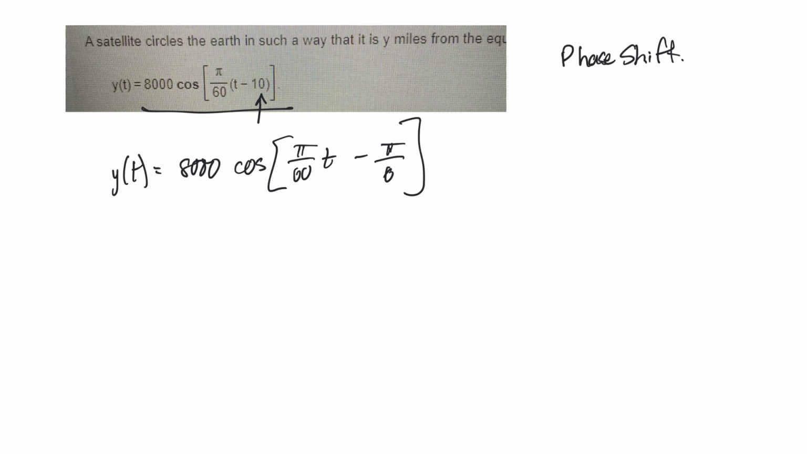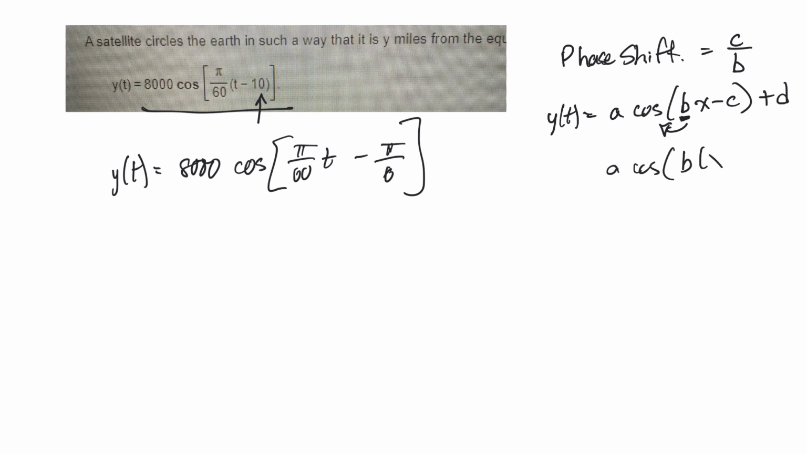So if the equation, and let me write the phase shift part. The phase shift formula I know is C over B, right? But it's C over B if the equation is written like this: y of t is equal to, I'll just use the letters, A cos(bx minus c) plus d. So if this b value hasn't been factored out yet to produce this, b(x minus c over b) plus d.